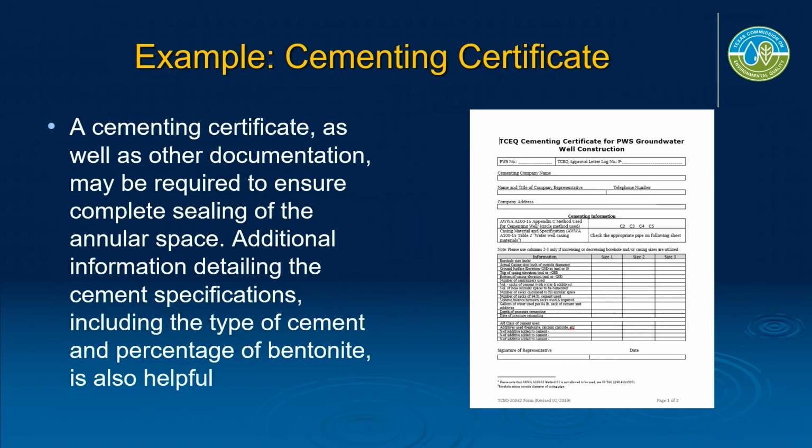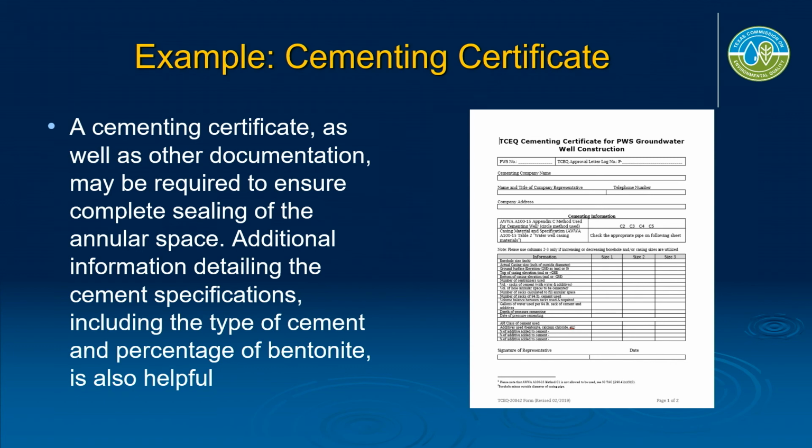Here's an example of a cementing certificate, which is also very helpful. If you happen to have it, it's very helpful because a cementing certificate may be required to ensure complete sealing of the annular space. It also has additional information detailing the cement specifications, including the type of cement and the percentage of bentonite. I can go on here and say, oh, look, they used an abnormally large amount of cement. Maybe there's an issue there. Maybe they're trying to fill up a cave, or they're using the wrong percentage of bentonite in their cement.